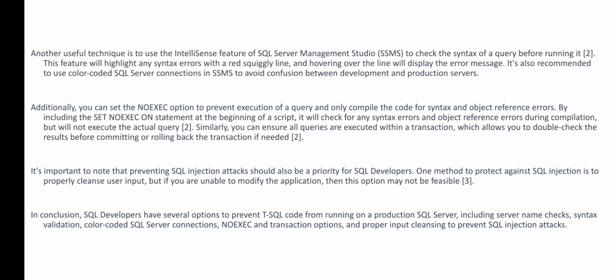It's important to note that preventing SQL injection attacks should also be a priority for SQL developers. One method to protect against SQL injection is to properly cleanse user input, but if you are unable to modify the application, then this option may not be feasible. In conclusion, SQL developers have several options to prevent T-SQL code from running on a production SQL server, including server name checks, syntax validation, color-coded SQL server connections, NOEXEC and transaction options, and proper input cleansing to prevent SQL injection attacks.